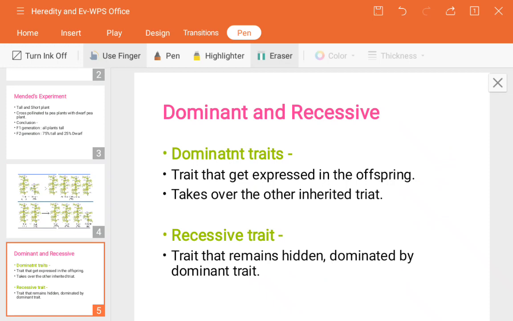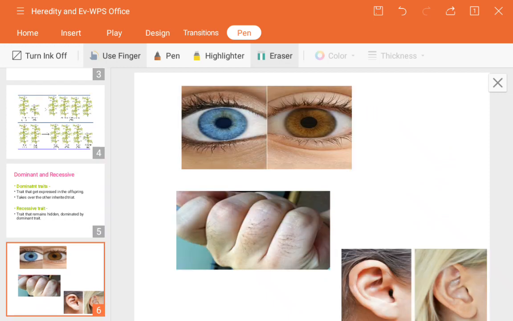So now guys, one question will arise here. When does the recessive trait get expressed? This is the one big question that will arise. As we go further, we will get to know its answer. Let's see later as we move forward. Now here are some daily life examples of dominant and recessive traits. As I showed in the first image, that is the eye.